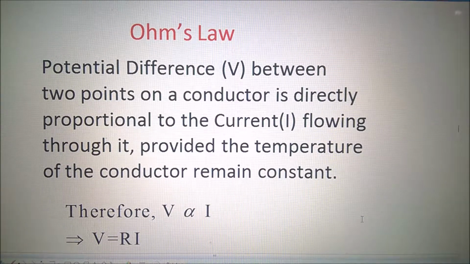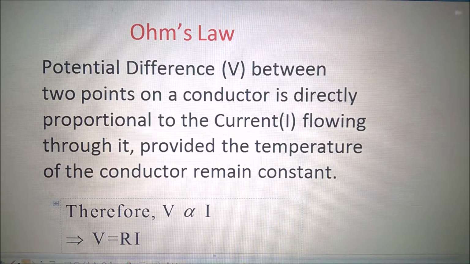Ohm's law. First we'll see the definition. Potential difference between 2 points on a conductor is directly proportional to the current flowing through it, provided the temperature of the conductor remains constant. Now we'll see what it means.